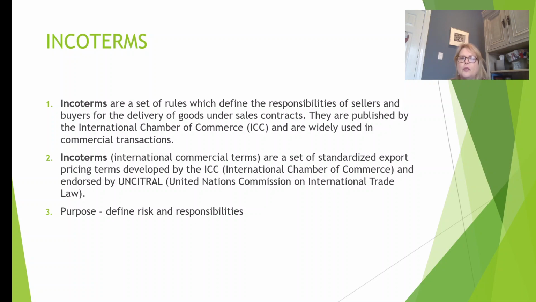The word I want you to understand about Incoterms is that third bullet there. It defines risk. If I get a shipment from Spain, and it's coming on a ship, and that ship sinks, who is the owner of my shipment while it's on that ship? And it all depends on Incoterms.